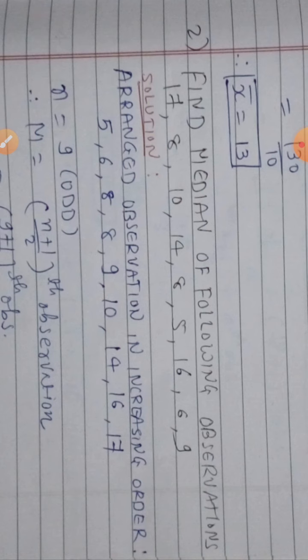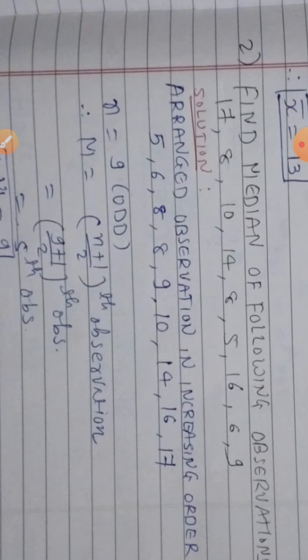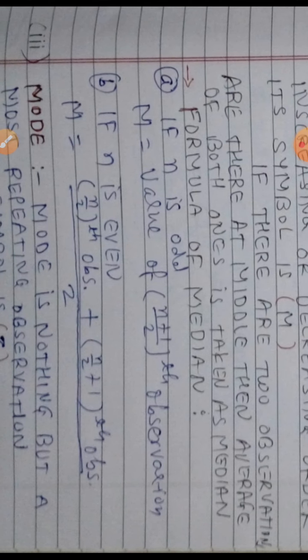Many numbers are given, 9 total observations. Here don't forget to arrange the given observations. So first we arrange the observations in increasing order. You can arrange in decreasing order also if you want. So it becomes 5 6 8 8 9 10 14 16 17. Now n is odd here, so we have to write the first formula. In median there are two formulas, A and B. If n is odd, then apply A. If n is even, then apply B.